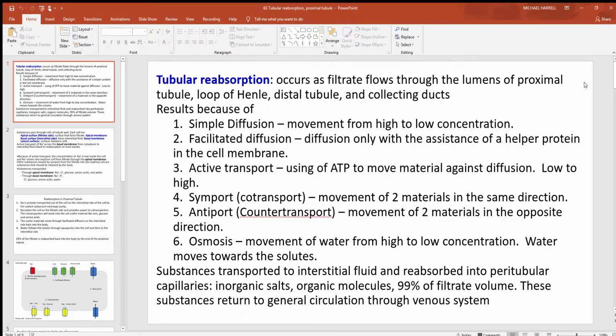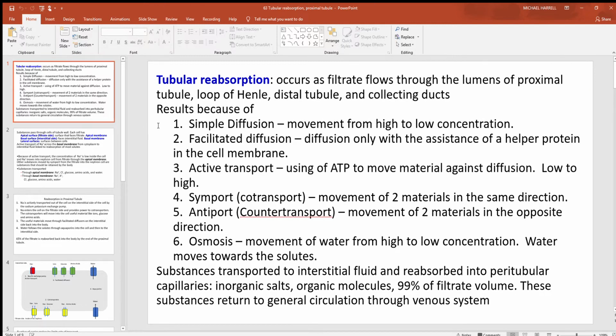Let's look at tubular reabsorption. Now remember, almost all the energy expended by the nephrons, which are just epithelial cells making tubes in the kidneys, almost all that energy is expended at reabsorption. Not a whole lot is pumped into the tube and out of the body. So let's see how this reabsorption occurs.